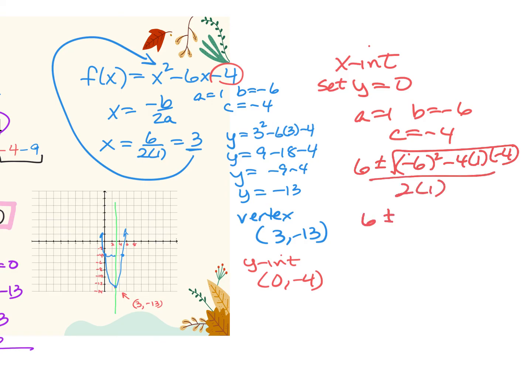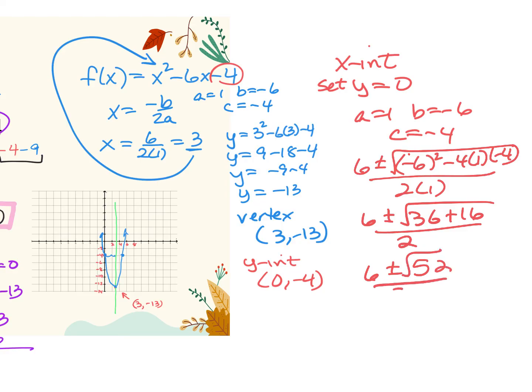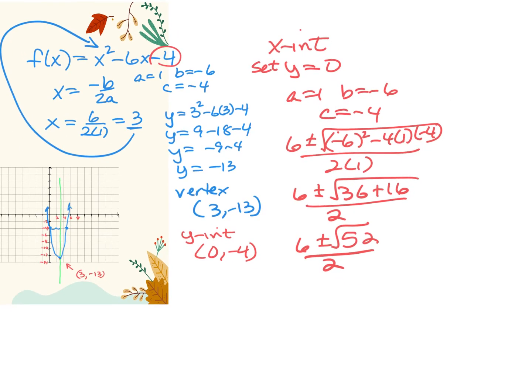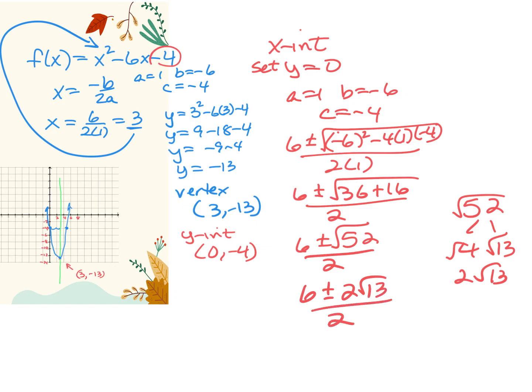So 6 plus or minus the square root of 36 plus 16, 6 plus or minus the square root of 52. I need to break down the 52. It's 4 times 13. This becomes 2 square root 13. Do not be tempted to simplify until after you break down the radical.